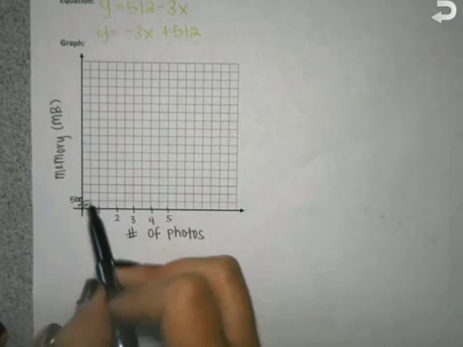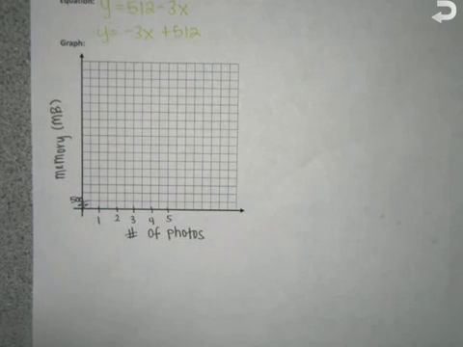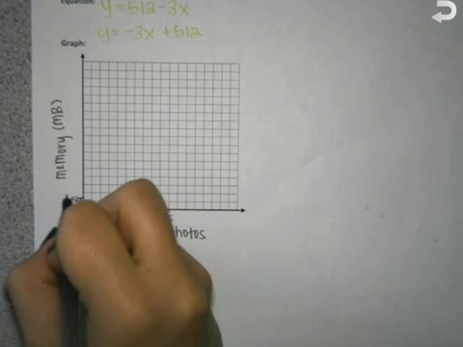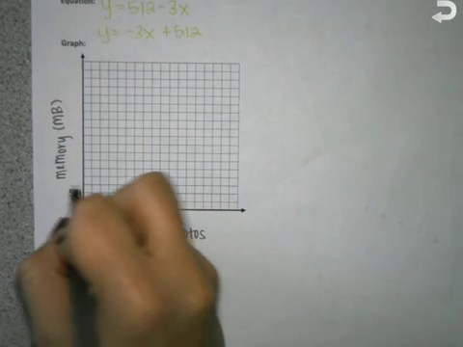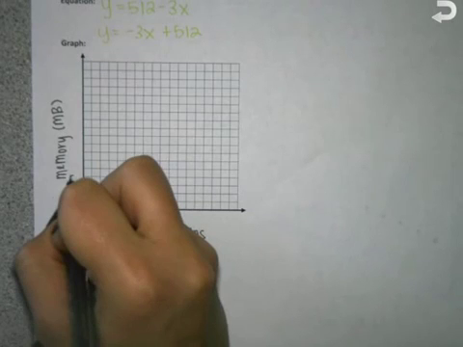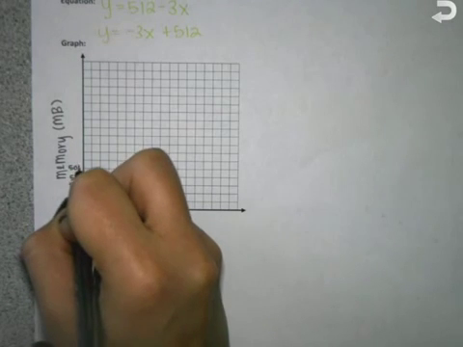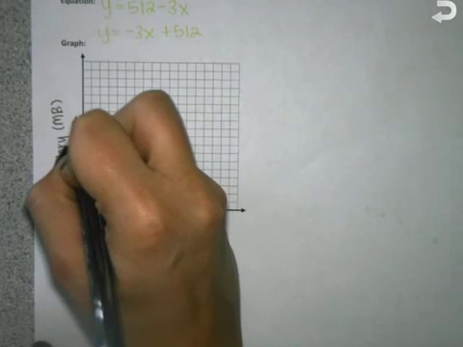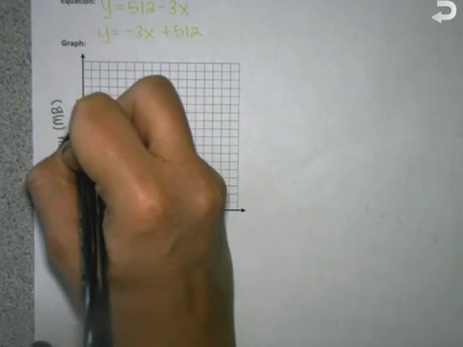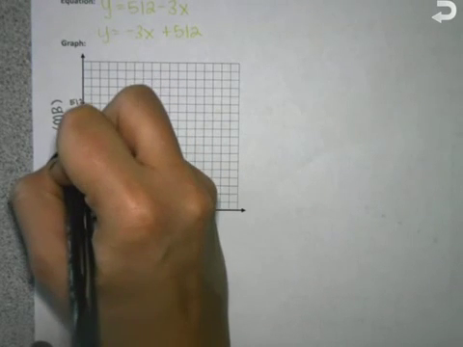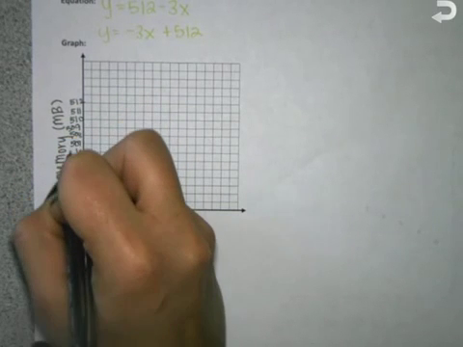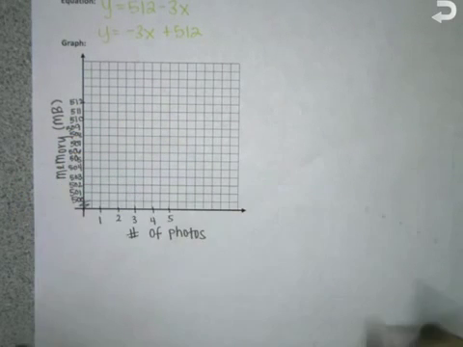So this little zigzag just means that we kind of fast forwarded from 0 to 499, and then we're going to start here at 500. And then I'm just going to count by 1. So 501, 502, 503, 504, 505, 506, 507, 508, 509, 510, 511, 512. Okay, so there's my graph.